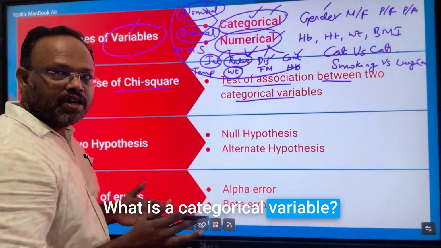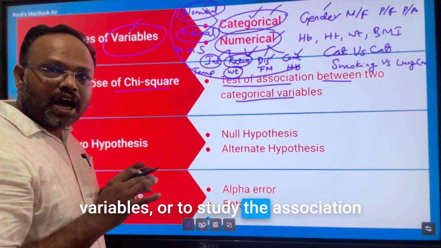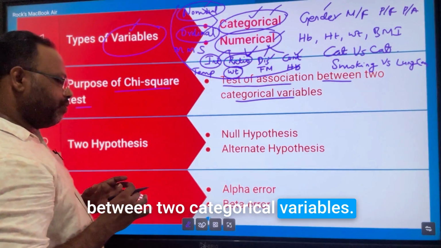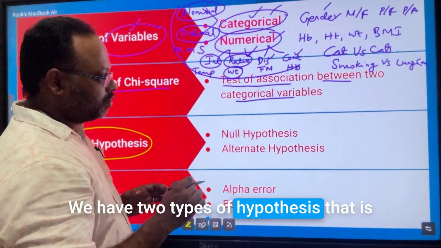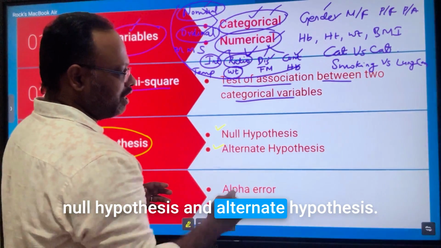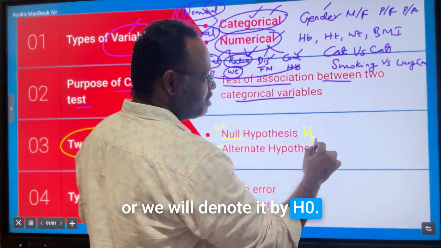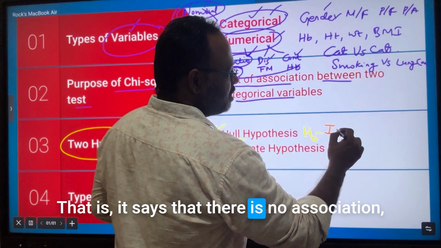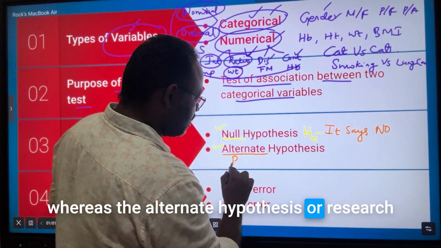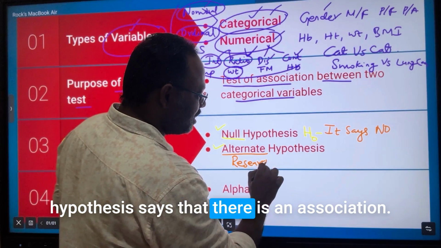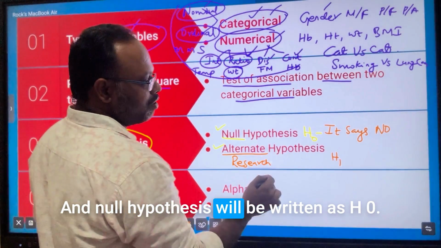That is why we should understand the types of variables clearly. What is a categorical variable? Because we are using chi-square test for comparison of two categorical variables, or to study the association between two categorical variables. Then we need to understand what is the hypothesis. We have two types of hypothesis, that is null hypothesis and alternate hypothesis. Null hypothesis means nothing, and we will denote it by zero. That is, it says that there is no association. Whereas the alternate hypothesis or research hypothesis says that there is an association. It will be written as H1, and null hypothesis will be written as H0.